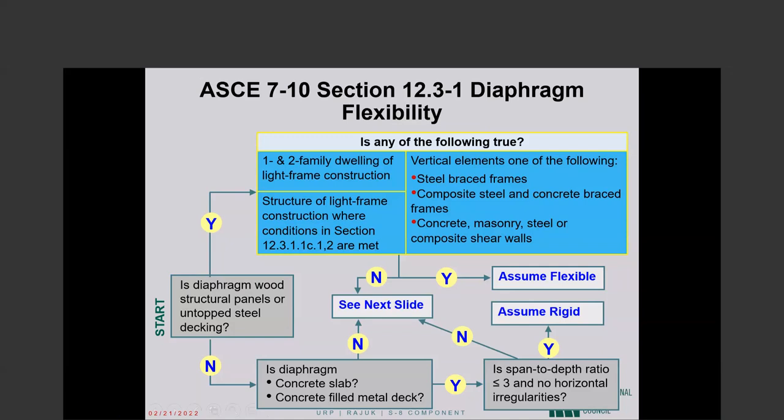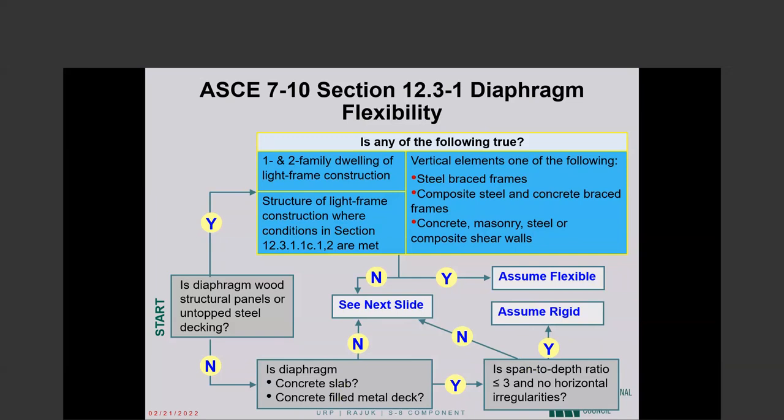If the answer is yes, we have one or the other, then you further ask, is the span to depth ratio smaller than or equal to 3? And is my diaphragm totally free of irregularities? Okay. Span to depth ratio less than 3 and no structural irregularities. If both of those conditions are satisfied, then our concrete diaphragm or concrete topped metal deck diaphragm can be considered to be rigid for purposes of analysis. Okay. If the answer to this question is no, or the answer to that question is no, then we have to go to the calculation approach.